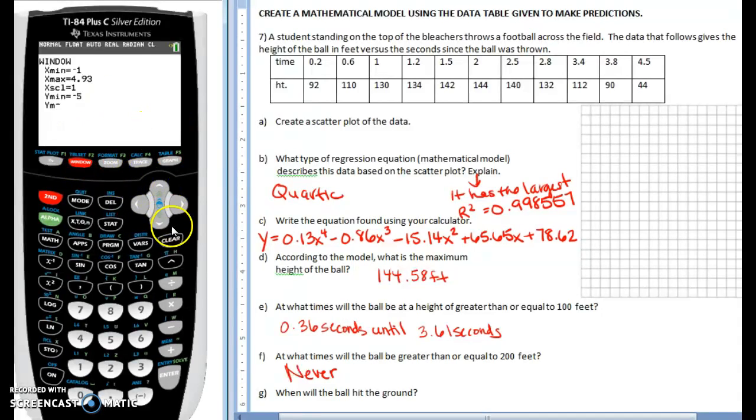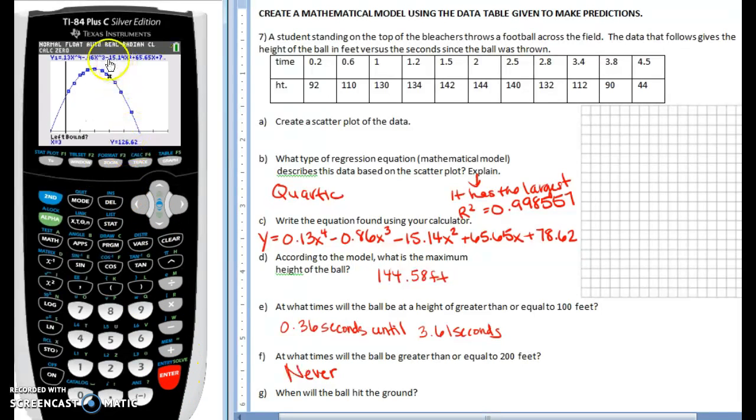So I'm going to go back to my window. I'm going to make this higher. So let's make this 7 seconds. Now I see up to 7, and it looks like it hits the ground somewhere around 1, 2, 3, 4, 5 seconds. Since this is my x-axis, that's when it's 0, I'm going to hit second trace, because if your ball is hitting the ground, your height is 0.